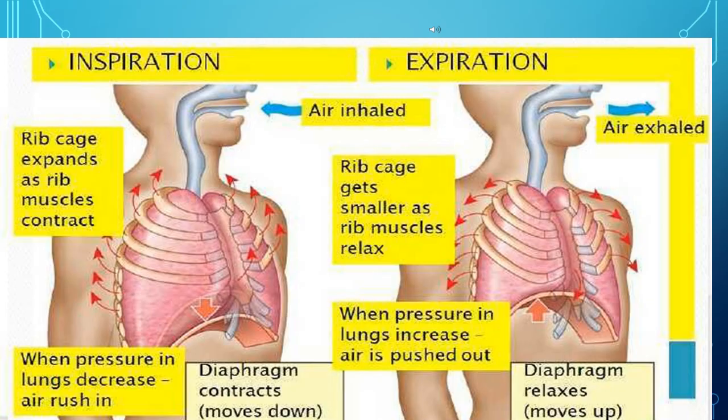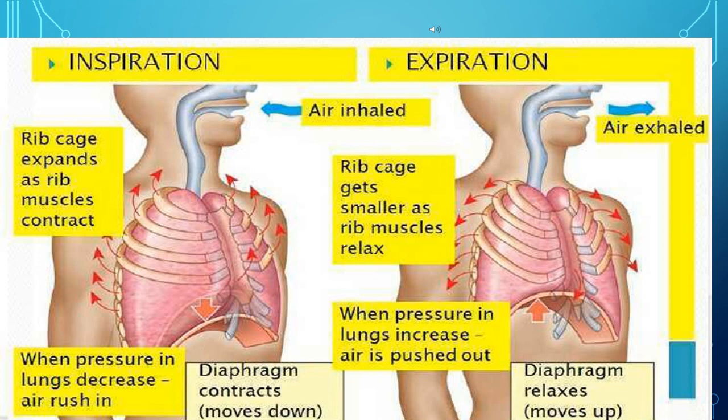Let's see the mechanism. When we breathe in, the muscles between the ribs contract, causing the rib cage to move upward and outward, and the diaphragm also contracts and moves downward. Due to both these actions, the space in the chest cavity increases and becomes larger. As the chest cavity becomes larger, air is sucked in from outside into the lungs.